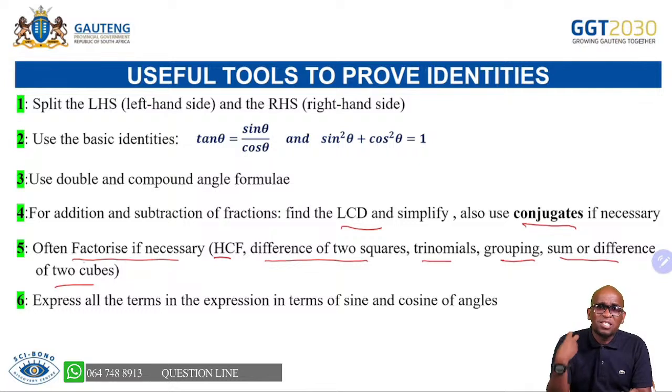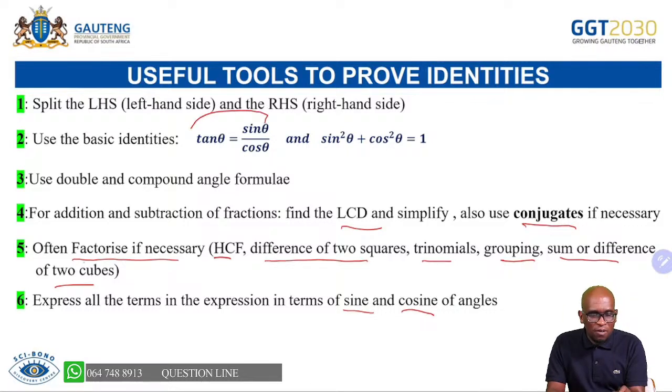Very, very important. At times we would need to factorize. Express all the terms in the expression as sine and cosine of angles. So that is the first thing that we need to do. We express everything as sine and cosine before we start simplifying, which means if you are given the tangent, you need to change it to sine divided by cos.